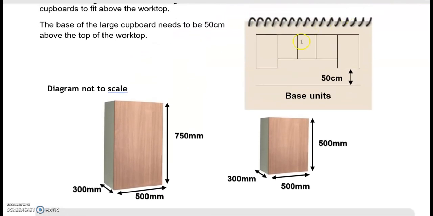So we've got one of these tall cupboards that measures 750 by 500, and the 3 of these shorter units which measure 500 by 500. We need to also remember this 50 centimeter gap between the worktop and the units. So the key dimensions to remember: 750 by 500 and 500 by 500.